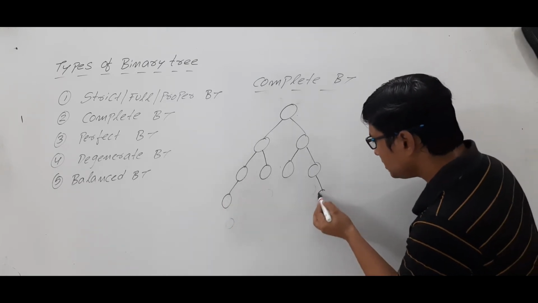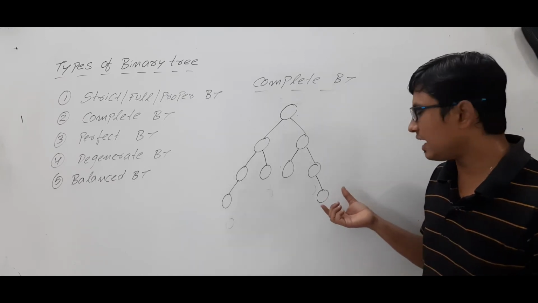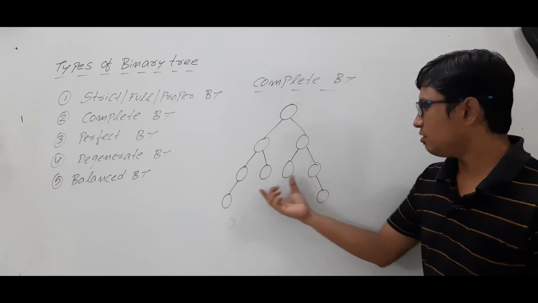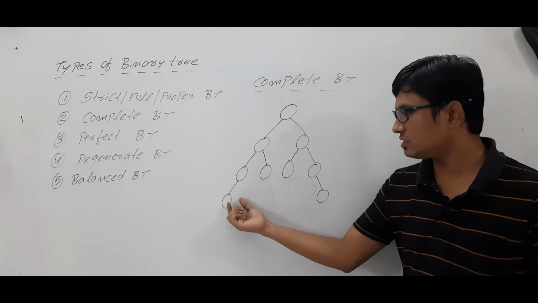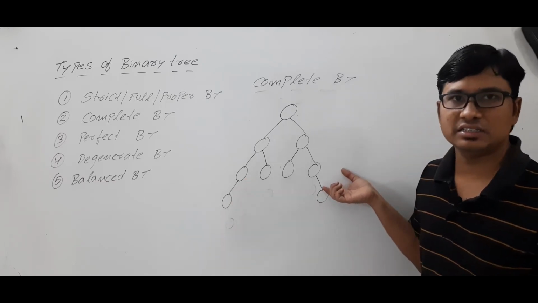Now can you tell me if this is a complete binary tree? This is not a strict binary tree and it is not a complete binary tree. Why? Because first, it is not a strict binary tree because this node is having a single child, and this node is also having a single child.